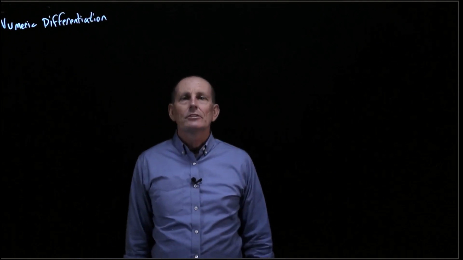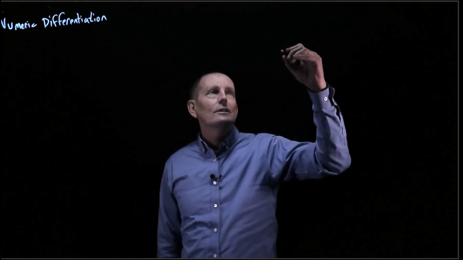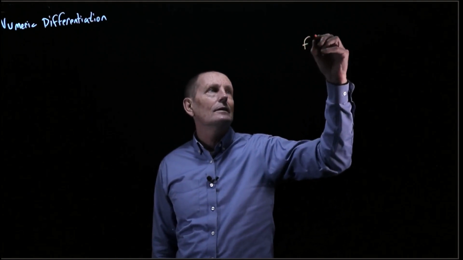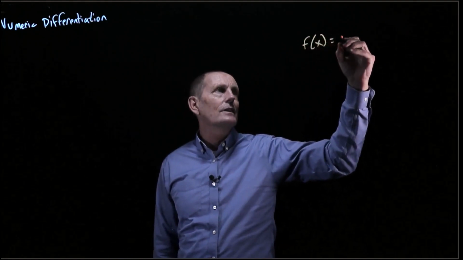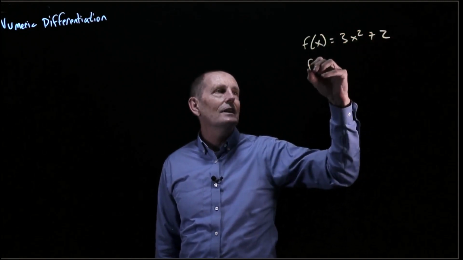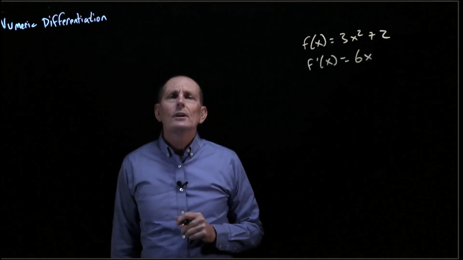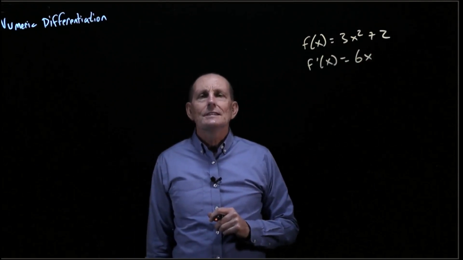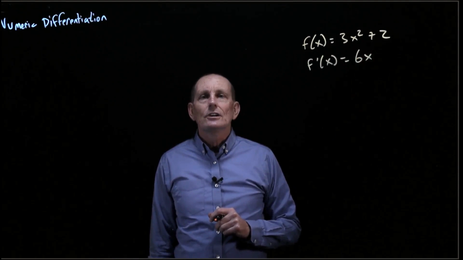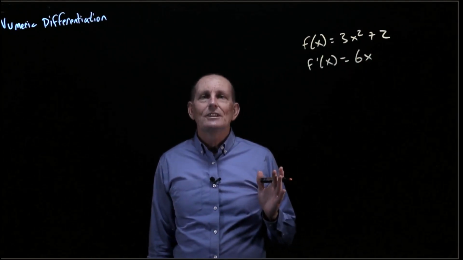Let's talk now about numeric differentiation. So we're distinguishing numeric differentiation from symbolic differentiation. Symbolic differentiation is where we have something like f of x equals 3x squared plus 2, and we say f prime of x equals 6x. Okay. Numeric differentiation instead takes advantage of the definition of the derivative.